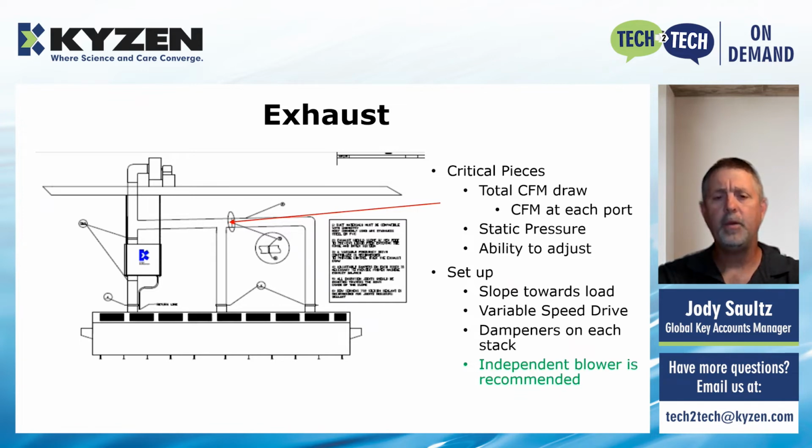And then we always do recommend that variable speed drives be put on these machines, and that an independent blower is always recommended. Sometimes customers will hook up reflow ovens and printers and all kinds of different machines to one exhaust system. This does nothing but cause trouble because it's not a constant flow of exhaust to the equipment.